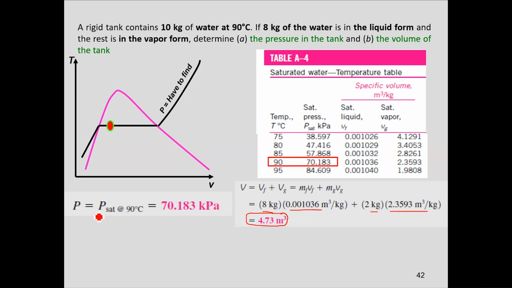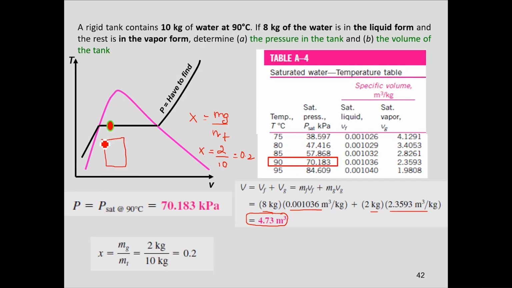Another way is you use the property known as quality, which is X. X, you know, is nothing but mass of vapor divided by the total mass. So X is essentially 2 divided by 10, which is 0.2. So the first thing is you find out the quality. The next thing is you find out the specific volume of the mixture. Mixture would have a specific volume.